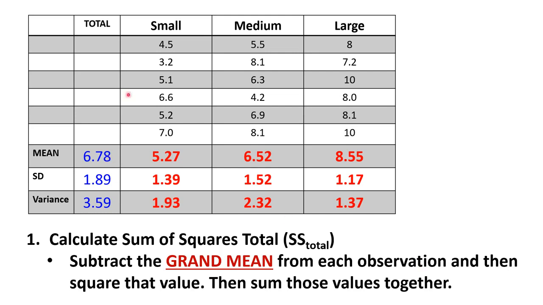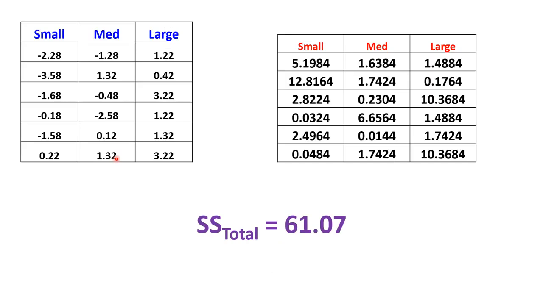So it'd be 4.5 minus 6.78, 3.2 minus 6.78, 5.5 minus 6.78. We do that, and these are the 18 values that we get. We square those, and now all of our negatives turn to positives, and all our positives stay positive, and we sum those together for a total of 61.07. That's our sum of squares total, right? That's basically an estimate of all the variance in our data.